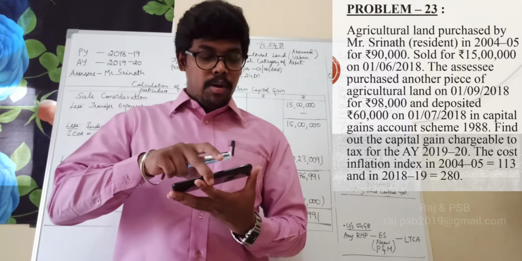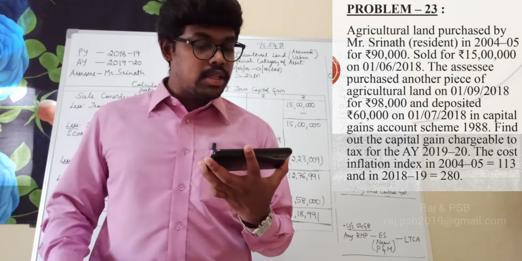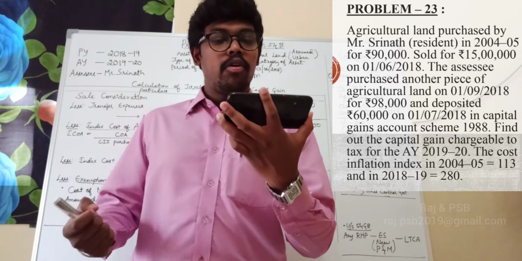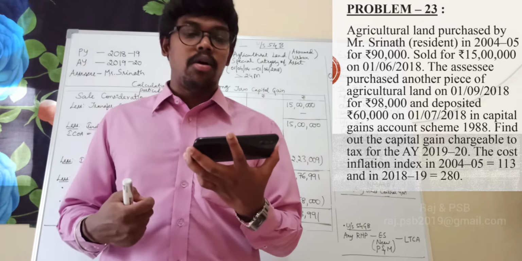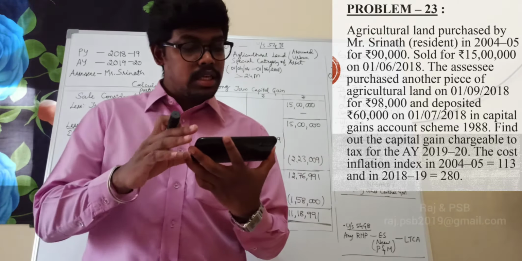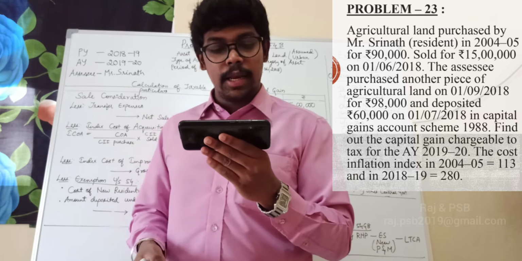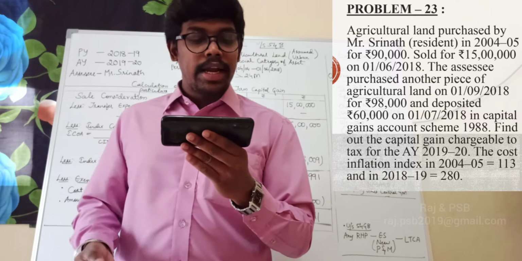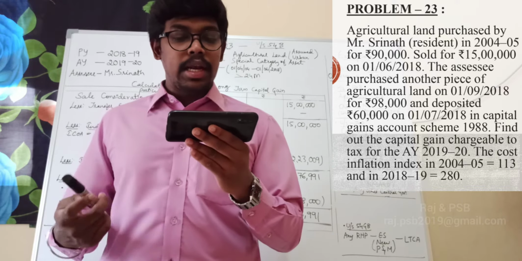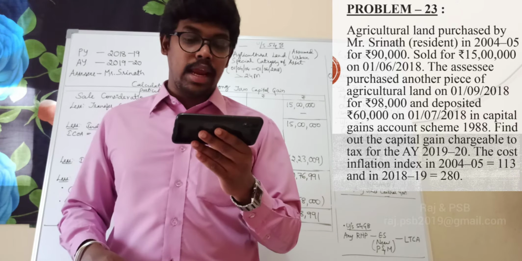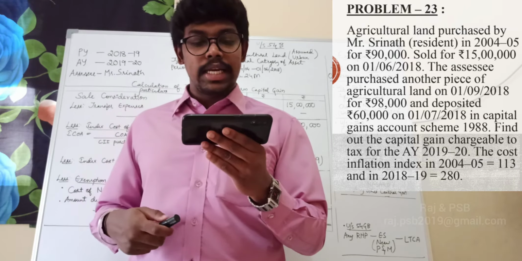Next, let us look at the problem. Problem number 23 says agricultural land purchased by Mr. Srinath, a resident, in 2004-5 for rupees 90,000, and he sold it for rupees 15 lakh on 1/6/2018. The assessee purchased another piece of agricultural land on 1/9/2018 for rupees 98,000 and deposited rupees 60,000 on 1/7/2018 in capital gains account scheme of 1988. Find out the capital gain chargeable to tax for the assessment year 2019-20.